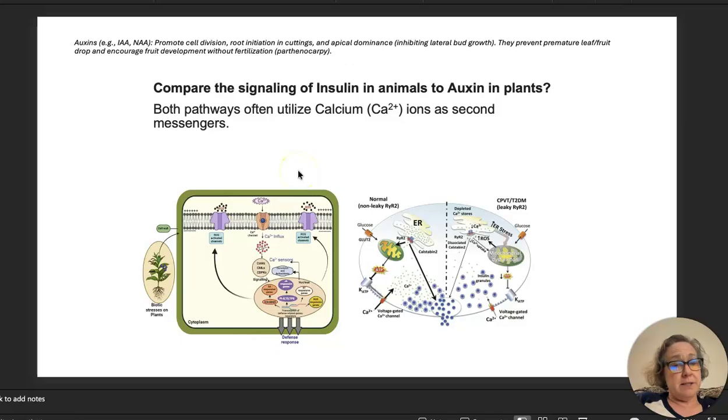Okay, let's compare the signals of insulin in animals to auxin in plants. So both of those have a calcium secondary pathway. Do you remember insulin? Here is the insulin pathway, and we had calcium binding. We had a voltage gated calcium channel that came in and bound and released our insulin in the beta cells of our pancreas. Do you remember that? The voltage gated calcium channels. Very similar here. We have a voltage gated calcium channel related to auxin.